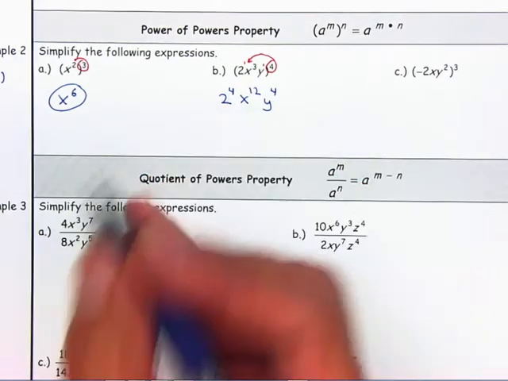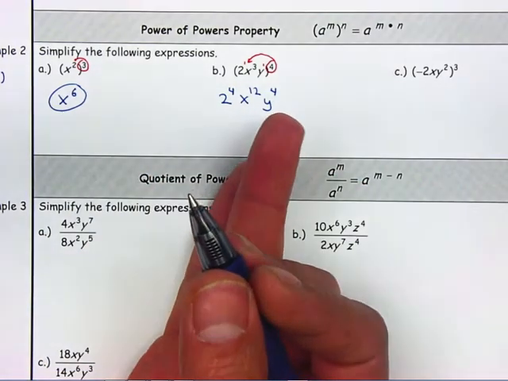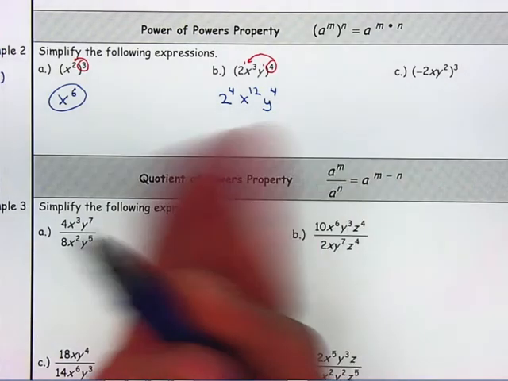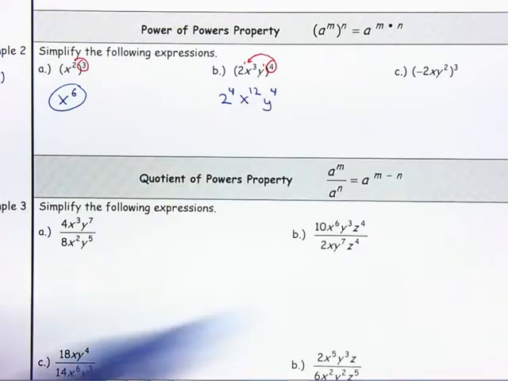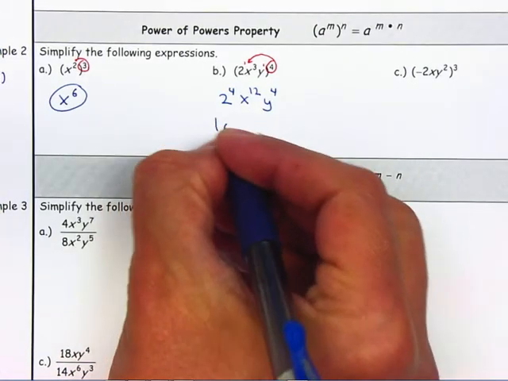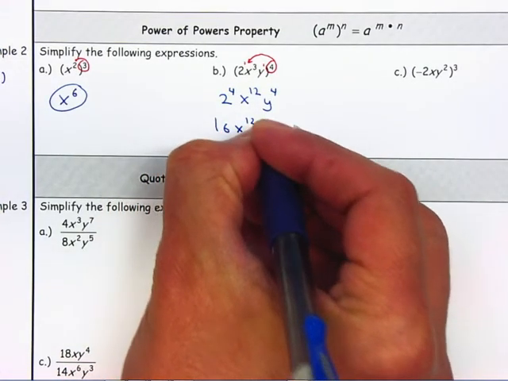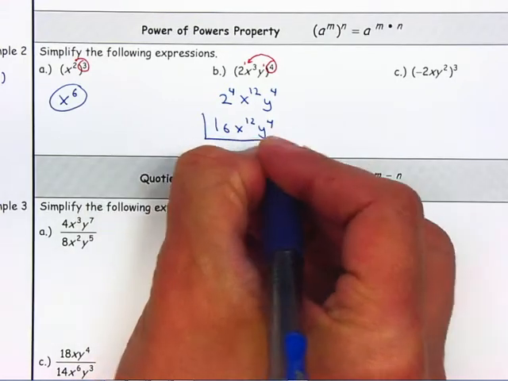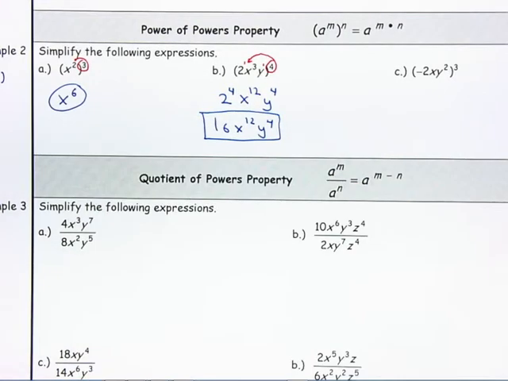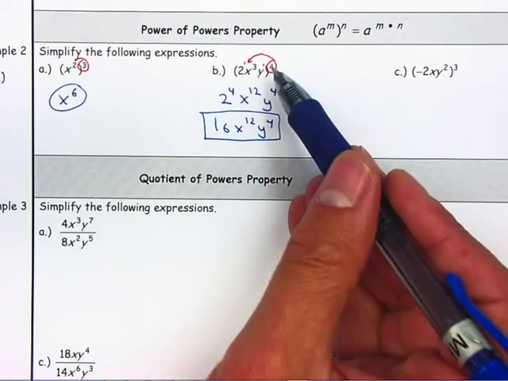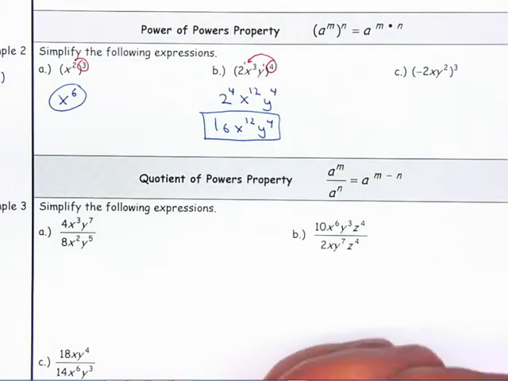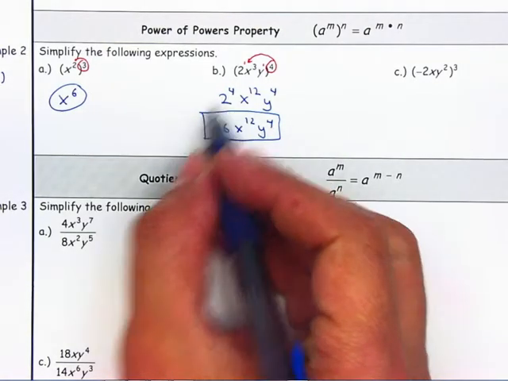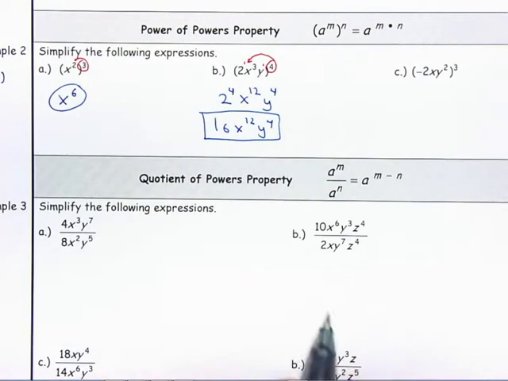Now 2 to the 4th power will be 2 times 2, which is 4, times 2 will be 8, and then multiplied by 2 will give us 16. X to the 12th and y to the 4th power. And that'll be my answer. The main thing that you need to remember is that the 4 is taking over the 2. It's not multiplying the 2. It'll be 2 to the 4th power, which is 16.